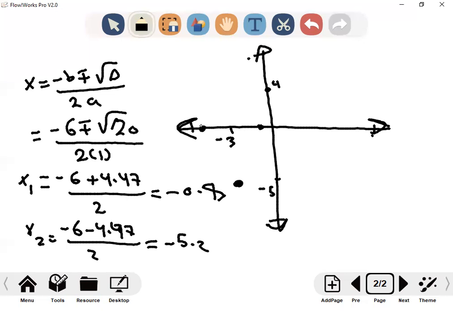Done? Now A is positive, so from the vertex I'm going where? Up and passing through all of the points which we have, right? This should be curved, by the way, but here it will be more accurate.